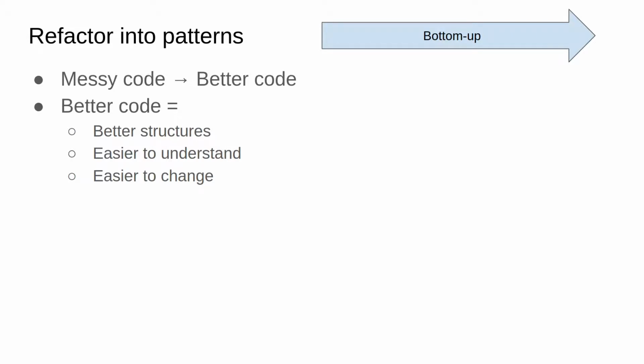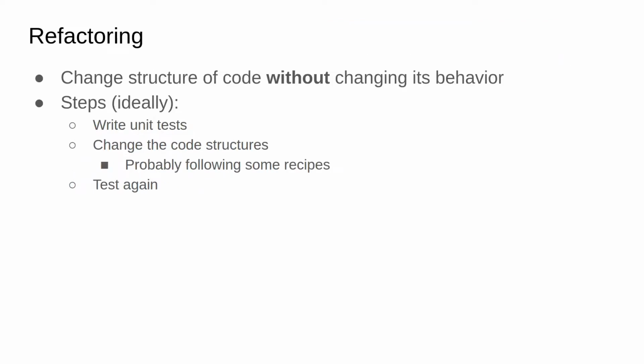When you see messy code, you try to improve it to a better code. But refactoring is a particular way of improving the code. It's a way to change the structure of the code without changing its behavior. Okay, we're not gonna add functionality. We're not gonna fix bugs. We just move things around so that the structure of the code is better. So this is called refactoring.